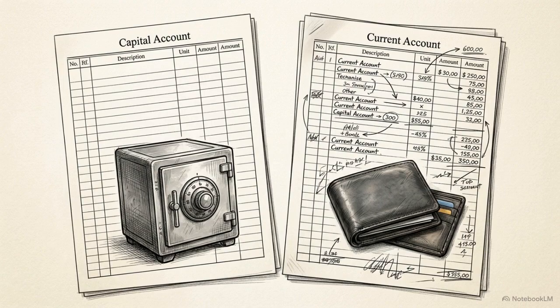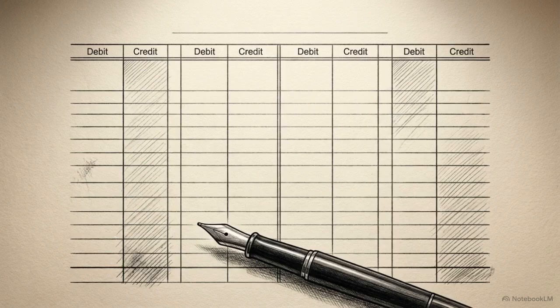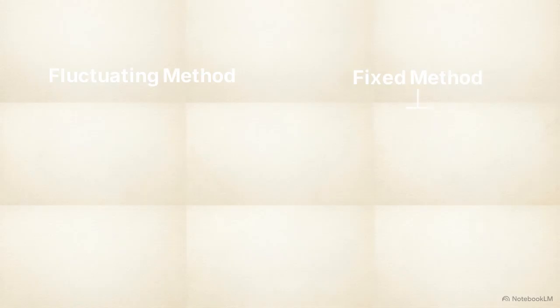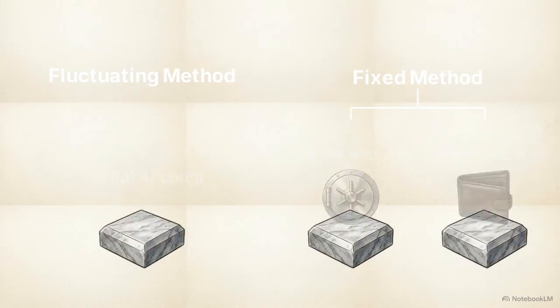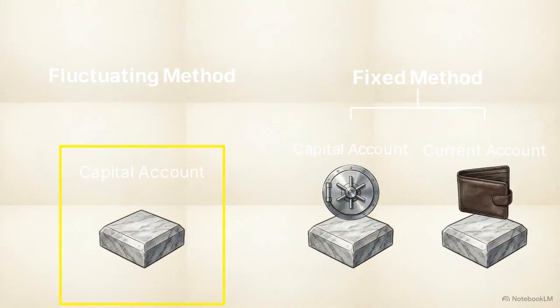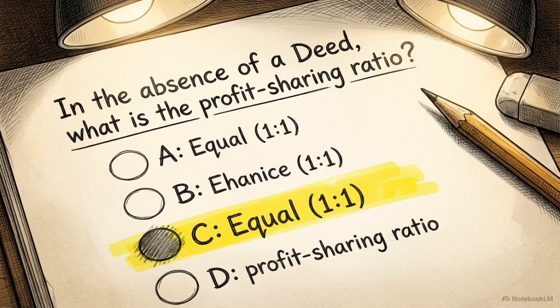You have just successfully applied the rules of the 1932 Act to extract data, allocate profits, and balance real ledgers. Looking at this summary, remember the core architectural rule. The fluctuating method requires only one account. The fixed method requires 2: capital, and current. Pause the video now and test your new framework against the rapid-fire multiple-choice questions appearing on your screen.